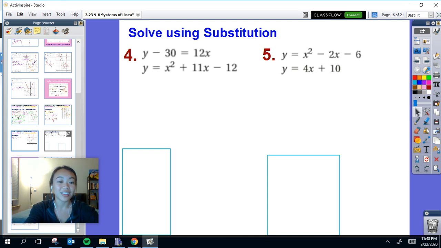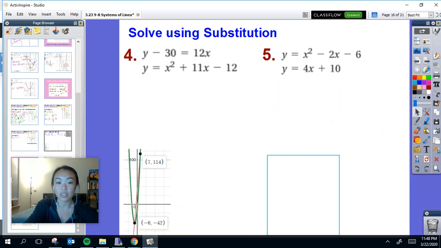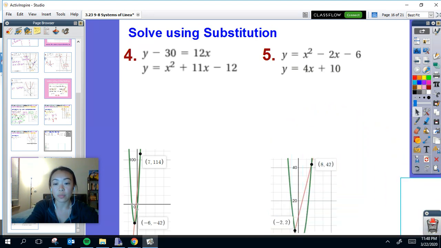When you do that, number 4 should be the answers 7, 114, and negative 6, negative 42. I just threw the Desmos screenshots on here. And then number 5 should be negative 2, 2, 8, 42. All right, and then now we have Desmos and substitution down.